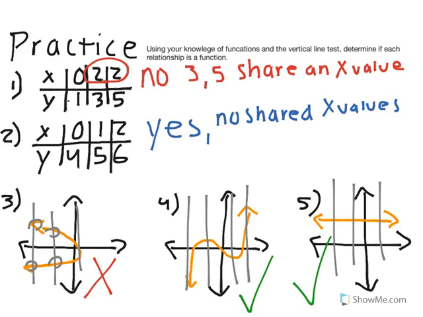Okay, so for number 1, it is not a function because this x value is shared by two y values. Number 2 is a function because there are no shared x values. They're all independent. There's nothing shared.